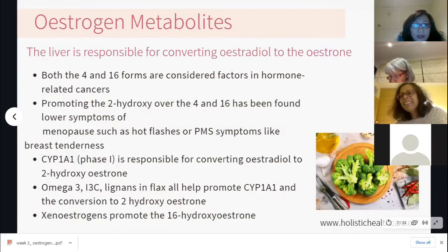So estrogen metabolites: the liver is responsible for converting estradiol to estrone, which is the weaker version. Both the 4 and 16 forms are considered factors in hormone-related cancers, as I mentioned. Promoting the 2-hydroxy over the 4 and 16 has been found to lower symptoms of menopause, such as hot flashes, PMS-like symptoms, and breast tenderness. So the CYP1A1 is the cytochrome 1A1 enzyme. It works in phase 1, which is the first phase of your liver detoxification, and that is responsible for converting estradiol to 2-hydroxyestrone, the weaker version.